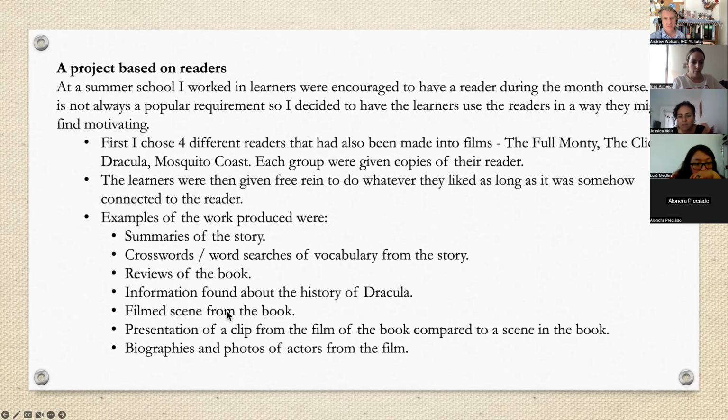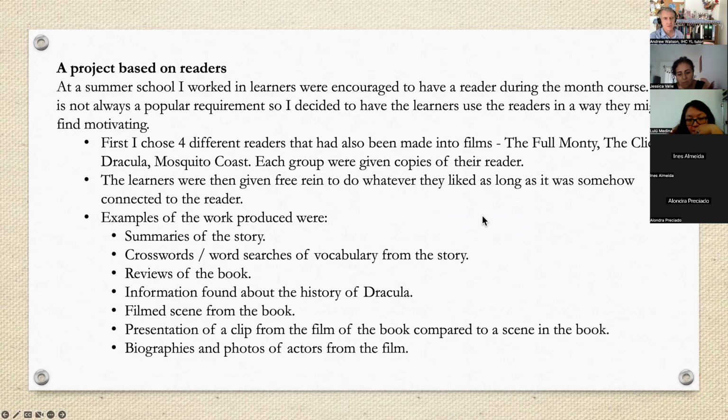And each group received copies of their reader. The learners were then given free rein to do whatever they liked as long as it was somehow connected to the reader. Examples of the work produced were summaries of the story. They produced crucigrammars, or word searches of vocabulary from the story. They produced reviews of the book.